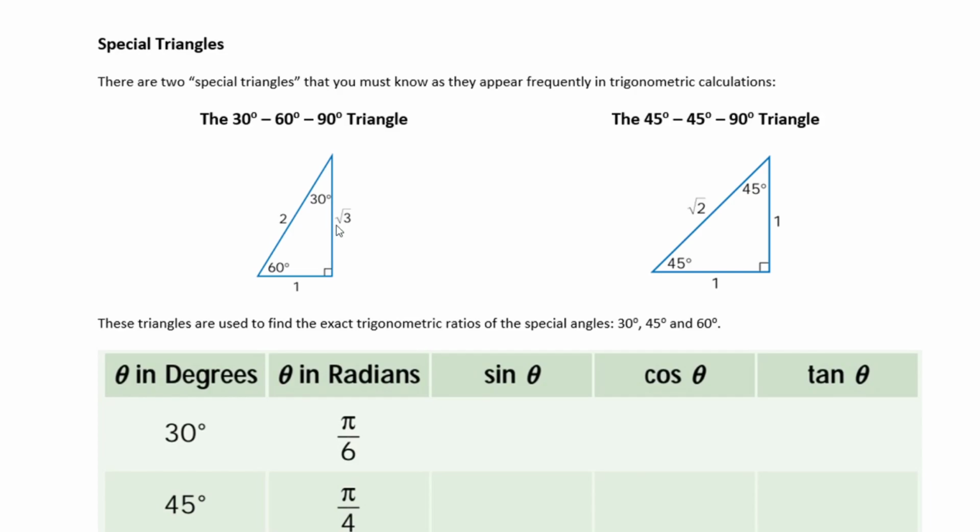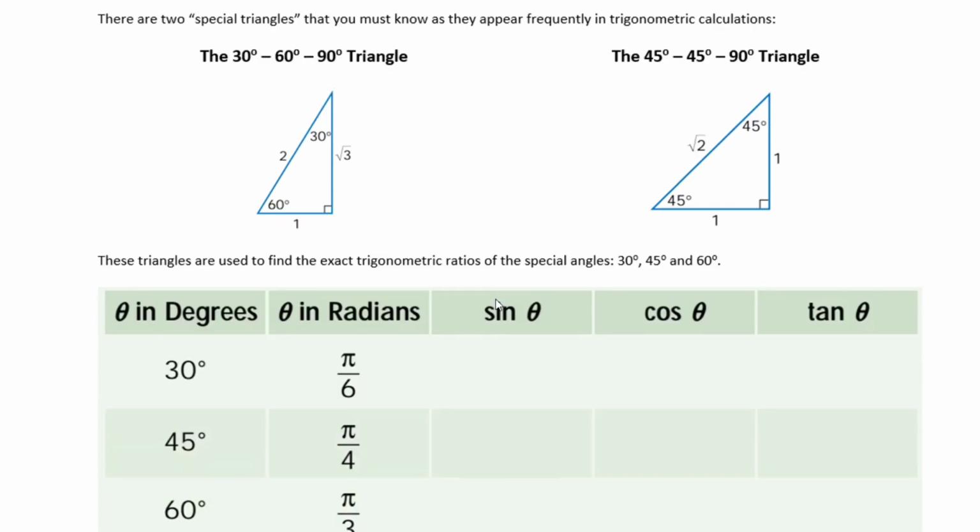An easy way to remember where the root 3 occurs: the root 3 occurs right by the 30 degrees. It's always adjacent to the 30 degrees, and then 1 and 2. There's also the 45, 45, 90 degree triangle. And this one's a little easier to remember because it is an isosceles triangle, which is that these two sides right here are both 1, and the hypotenuse is root 2, and the angles are both the same, 45 and 45.